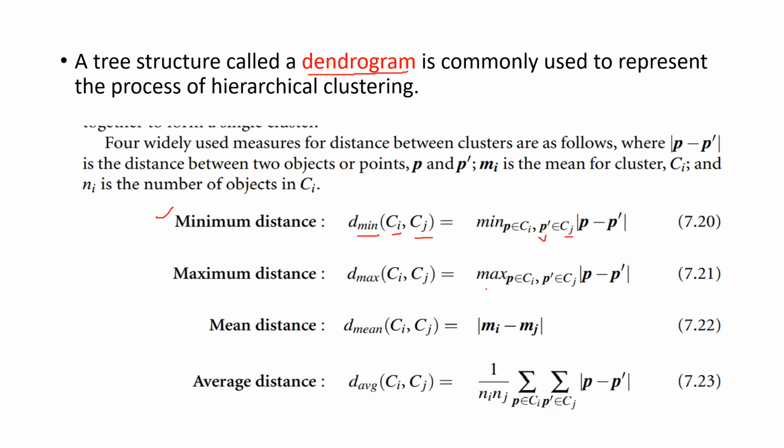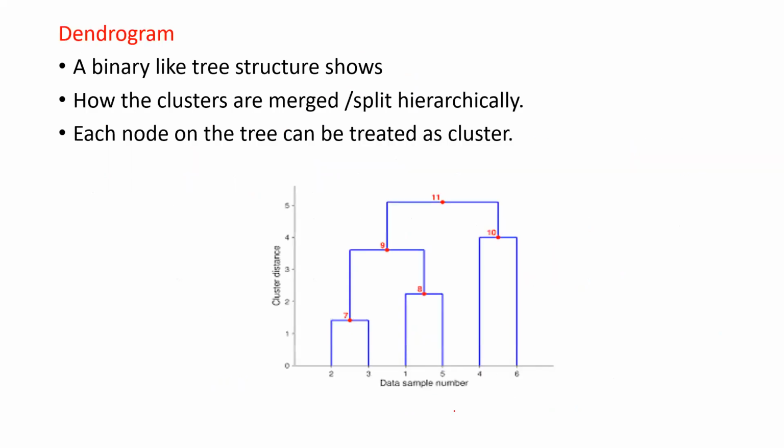Maximum distance means we are going to calculate the maximum distance between the two points P and P bar. And again, mean distance will be calculated between the two clusters Ci and Cj. And the average distance also will be computed between Ci and Cj. And here the dendrogram tree structure can be represented like this. It shows us how the clusters can be merged or how they can be split hierarchically.